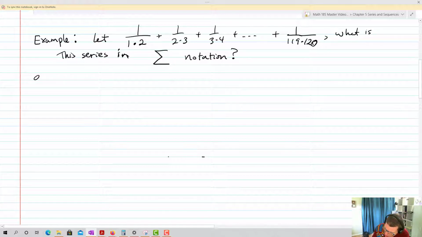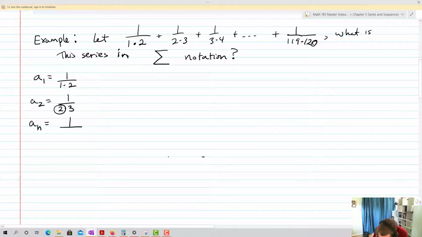Given a sequence, we should be able to write a summation for it. So a1 is 1 over 1 times 2, and a2 is 1 over 2 times 3. I notice that a_n is going to equal 1 over n, that's the first factor, times the second factor, which is n plus 1. So it'll be the sum of 1 over n times n plus 1.